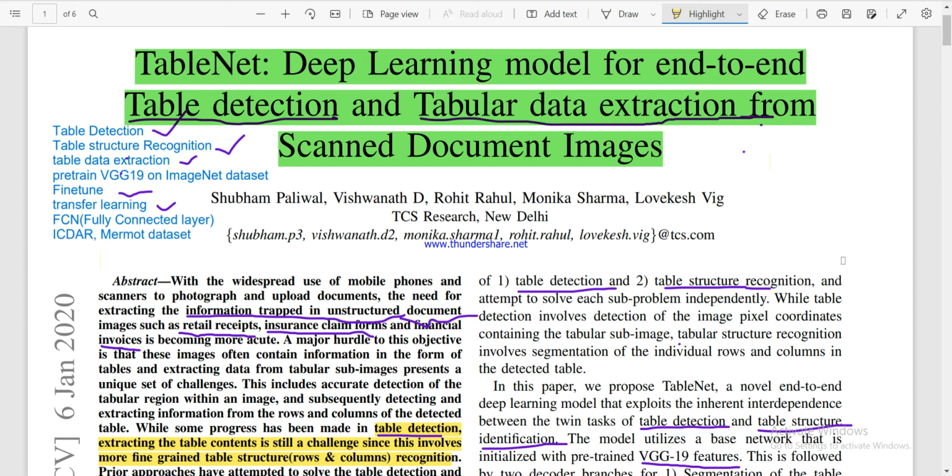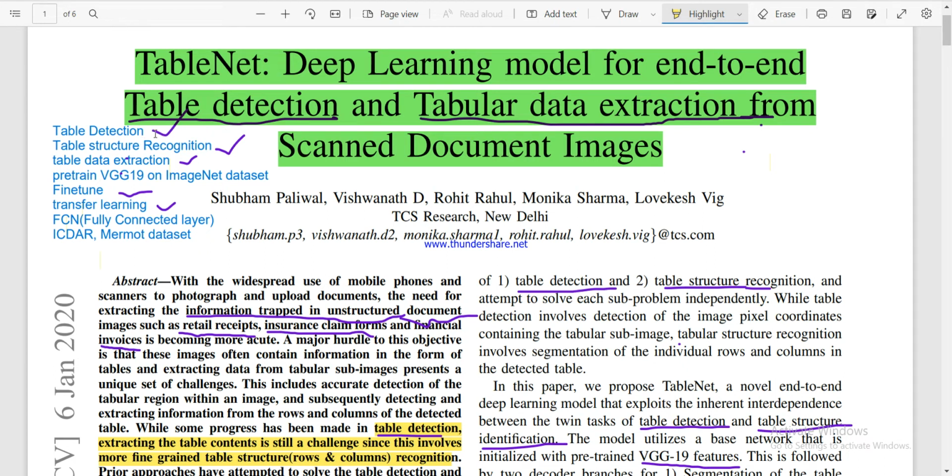Everyone. So today we are going to discuss this paper, TableNet, a deep learning model for end-to-end table detection and tabular data extraction from scanned document images. So first, here are some keywords: deep learning models, of course, and end-to-end table detection and tabular data extraction from scanned document images. The key finding from this paper is that it discusses table detection.